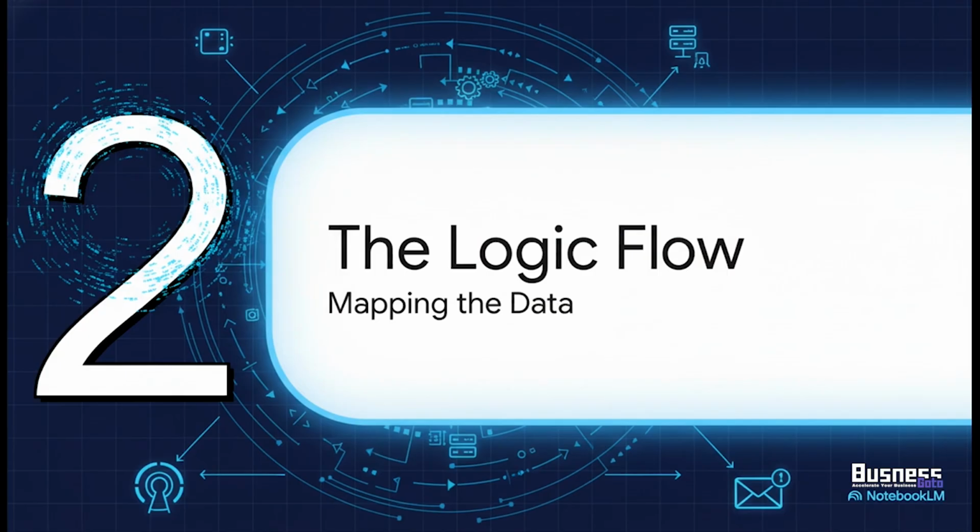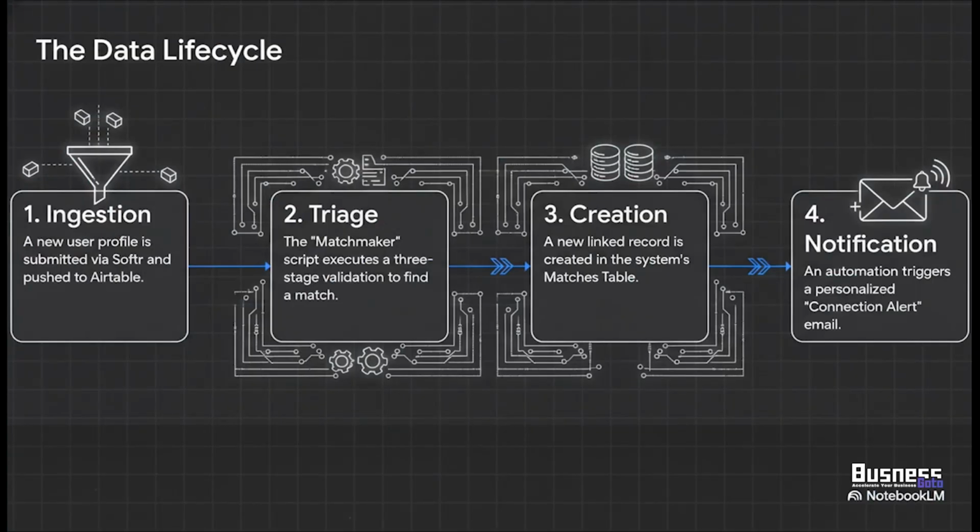All right, so we've met our cast of components. Now let's see how they all work together in sequence. We're going to map the entire journey of the data, step by step, from the second a user hits submit, all the way to that final email landing in their inbox. The whole process is this really clean 4-step flow. First step is ingestion. This is where clean, structured data comes into our Airtable base. Then comes the critical triage step. That's where our custom script does the heavy lifting and runs its logic. Next is creation, where any successful match gets officially logged as a new record. And finally, notification, which automates all the outreach.